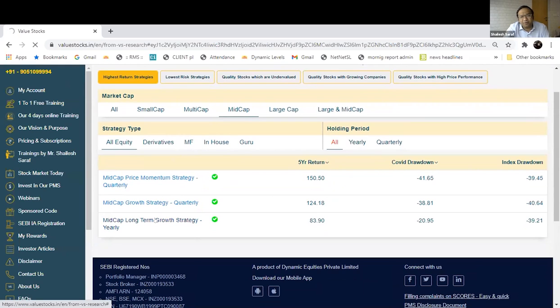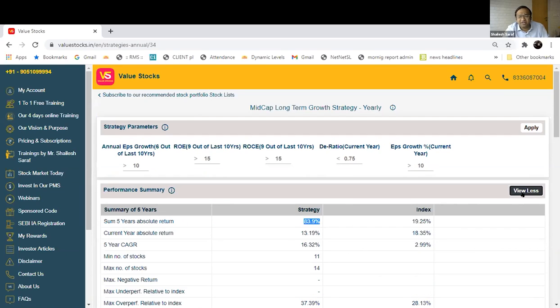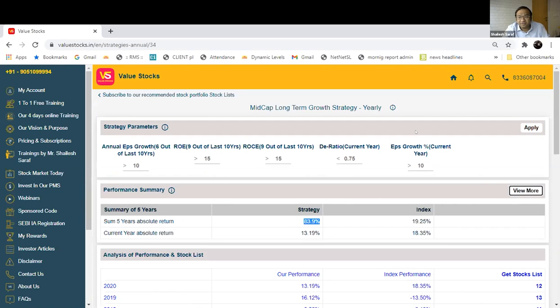MidCap, how many people have bought this strategy? MidCap long-term growth strategy. The 5-year return is 83%. How many has bought it? This strategy, anybody? I think no one. Nobody has bought this strategy. So I'll just tell you about this strategy. The returns may vary, but these are all very good stocks for long term.